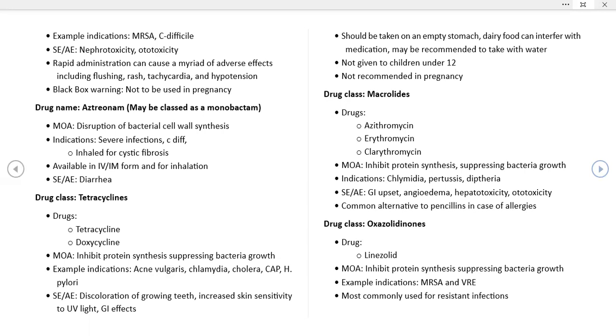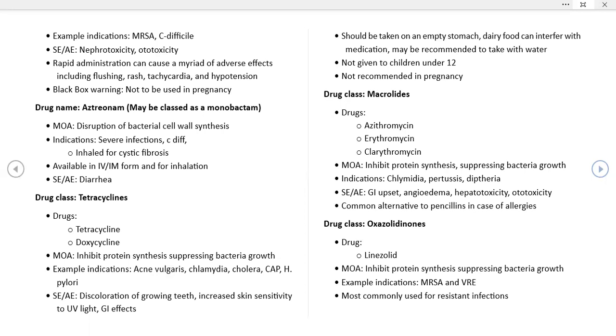Also increased skin sensitivity, so photosensitivity of the skin. And again, GI effects. This one, however, should be taken on an empty stomach and very often should be taken with water. Dairy foods can interfere with this medication. I've seen that in some textbooks. I've seen it left off in others. So just take that with a grain of salt. And this one sometimes is actually encouraged to be taken with water in addition to being on an empty stomach.